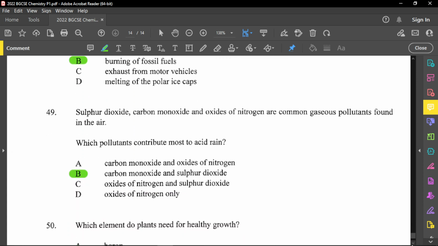49. Sulfur dioxide, carbon monoxide, and oxides of nitrogen are common gas pollutants found in the air. Which pollutants contribute most to acid rain? All right, the ones that contribute most to acid rain are really carbon monoxide and sulfur dioxide, right? Nitrogen oxide is not that common a cause of acid rain at all. So therefore, option B is our correct answer.